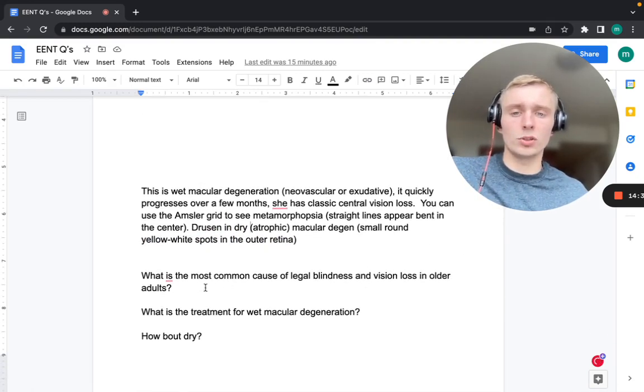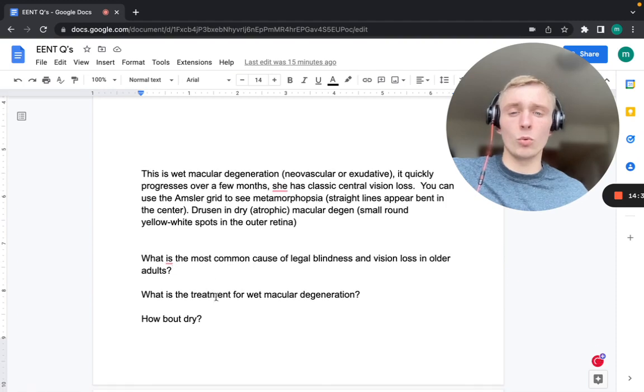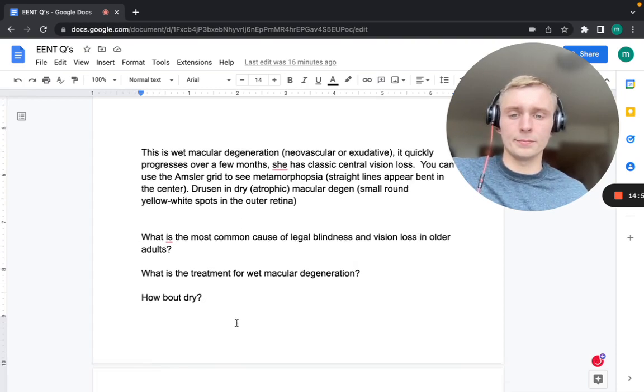Next one, what is the most common cause of legal blindness and vision loss in older adults? What is the treatment for wet macular degeneration? And how about for dry macular degeneration? So we just kind of went over other clinical manifestations and timelines for wet and dry, but now what's the treatment for each of those?